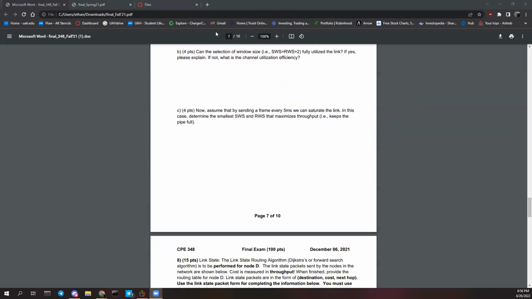Go down. Now assume that by sending a frame every 5 milliseconds, we can saturate the link. In this case, determine the smallest sending window size and receiving window size that maximizes throughput, aka keeps the pipe full. All right, we have 200 milliseconds of space between a send and a receive of a single message, divided by the new 5 millisecond delay for saturation, and we get a sending window and receiving window size of 40. Unitless number. That's basically all he says.